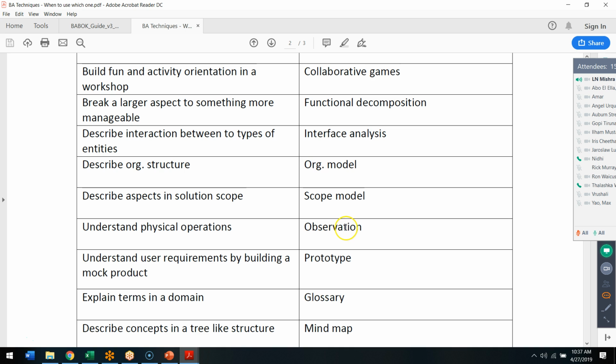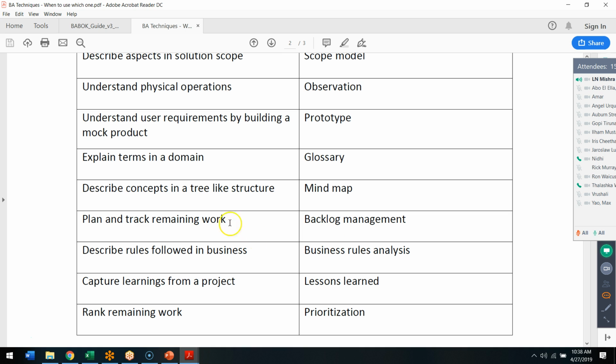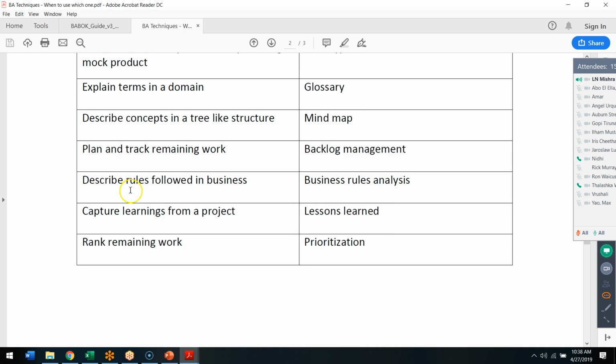Understand physical operations, observation. Understand user requirements by building a mock product, prototype. Explain terms in a domain, glossary. Describe concepts in a tree-like structure, mind map. Plan and track remaining work using backlog. Describe rules followed in business, business rules analysis.